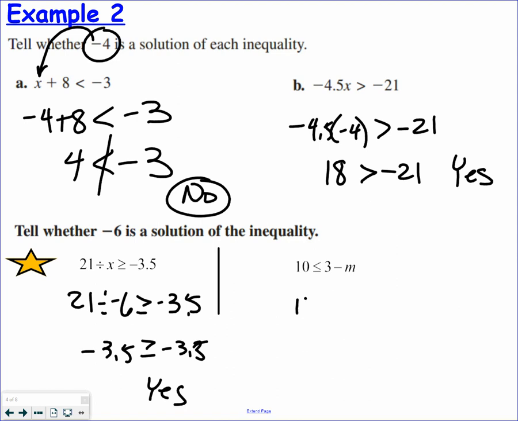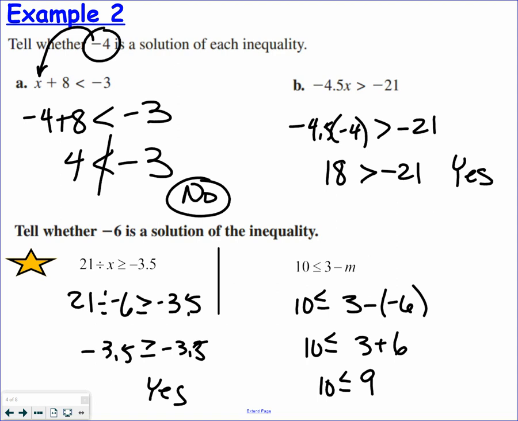The next one, 10, 3 minus a negative 6. Anytime you're minusing a negative, it's like addition. Well, this goes back to the first section that we did. Is 10 less than or equal to negative 9? It is not, so I crossed it off and put no.